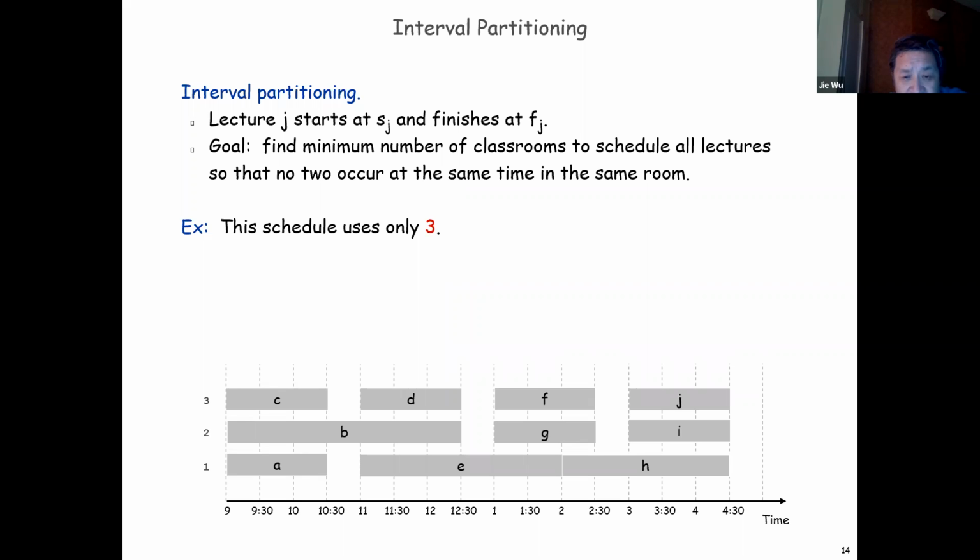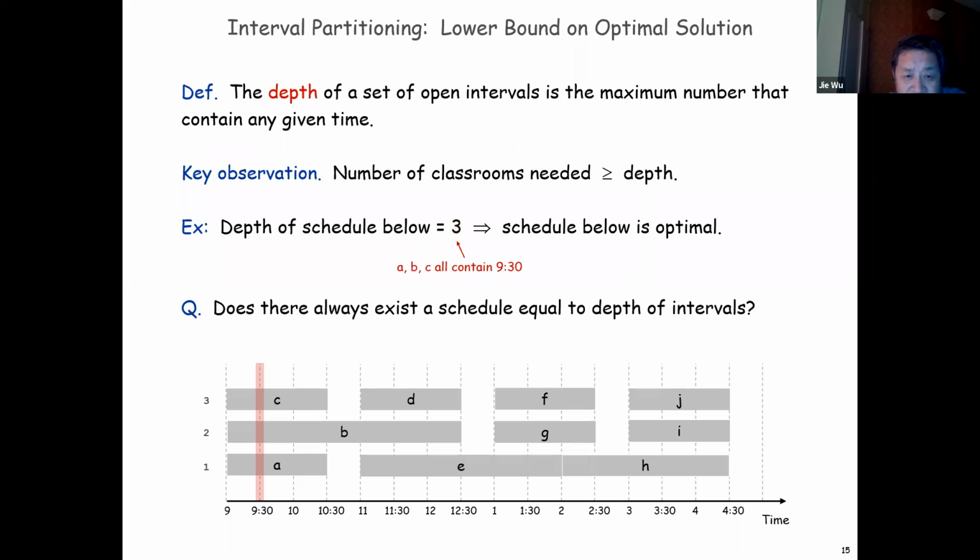Now the question when you design the algorithm is, how do you know that the algorithm is the best one? We already looked at the previous case, the so-called look-ahead argument. This one uses the lower bound argument. What does lower bound argument mean? So the idea of a lower bound is this.